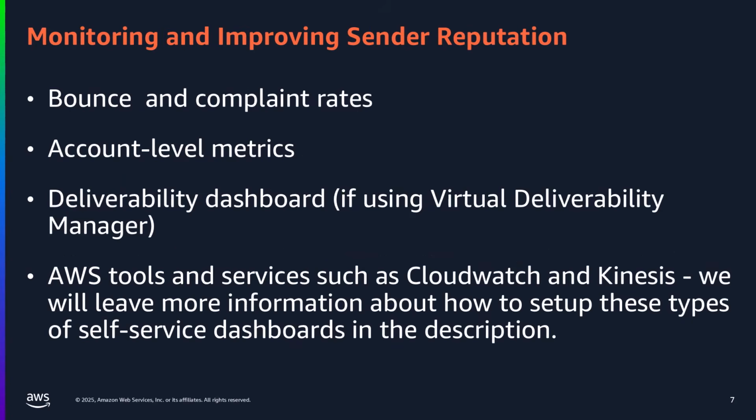In Amazon SES, you can monitor reputation metrics through bounce and complaint rates, account level metrics, the Deliverability Dashboard if you are using Virtual Deliverability Manager, and AWS tools and services such as CloudWatch and Kinesis. We will leave more information about how to set up these types of self-service dashboards in the description. You can also use additional resources specific to the mailbox provider, such as Google Postmaster Tools or Outlook's SNDS.